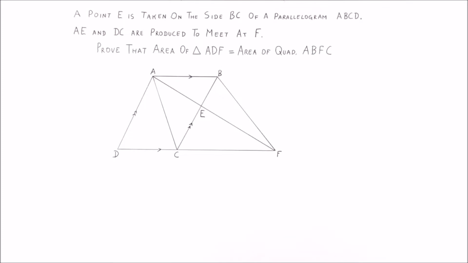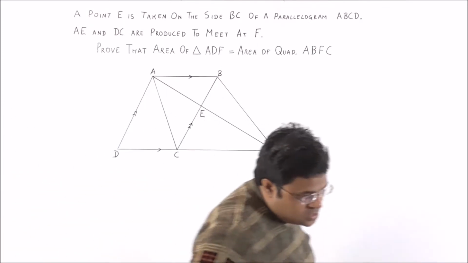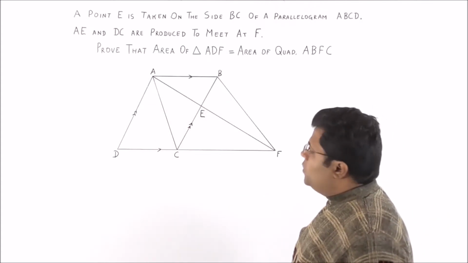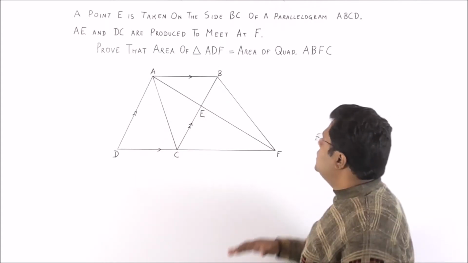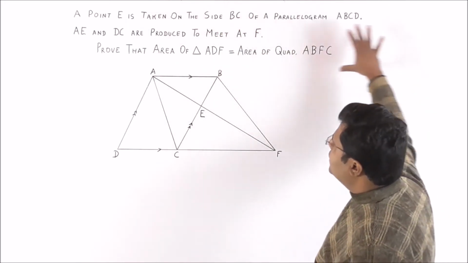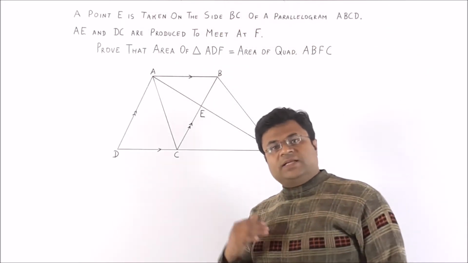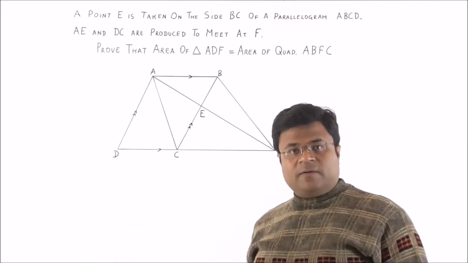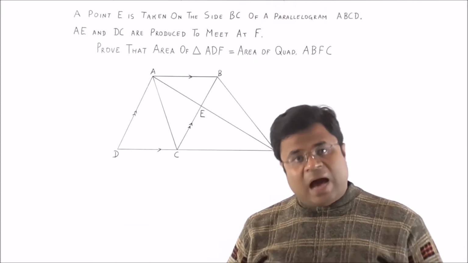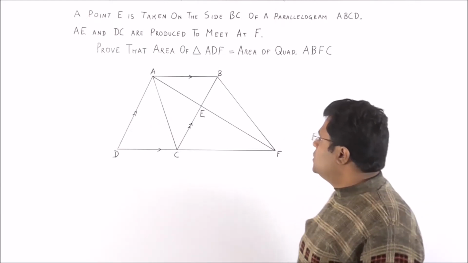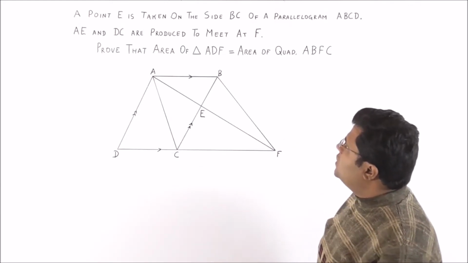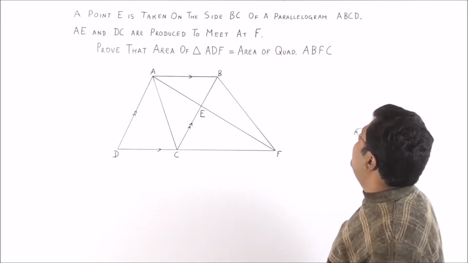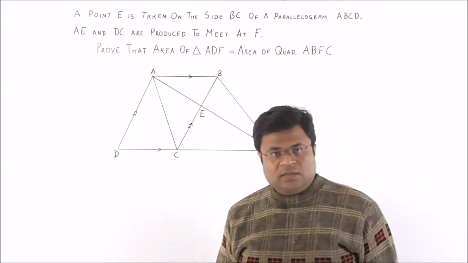Now this one is a good question. You can see here, whenever the question is given without the figure, it is obviously a challenge to get the figure correct. If you've got the correct figure, I believe half the job is done. So here, let's observe. A point E is taken on the side BC of a parallelogram ABCD.